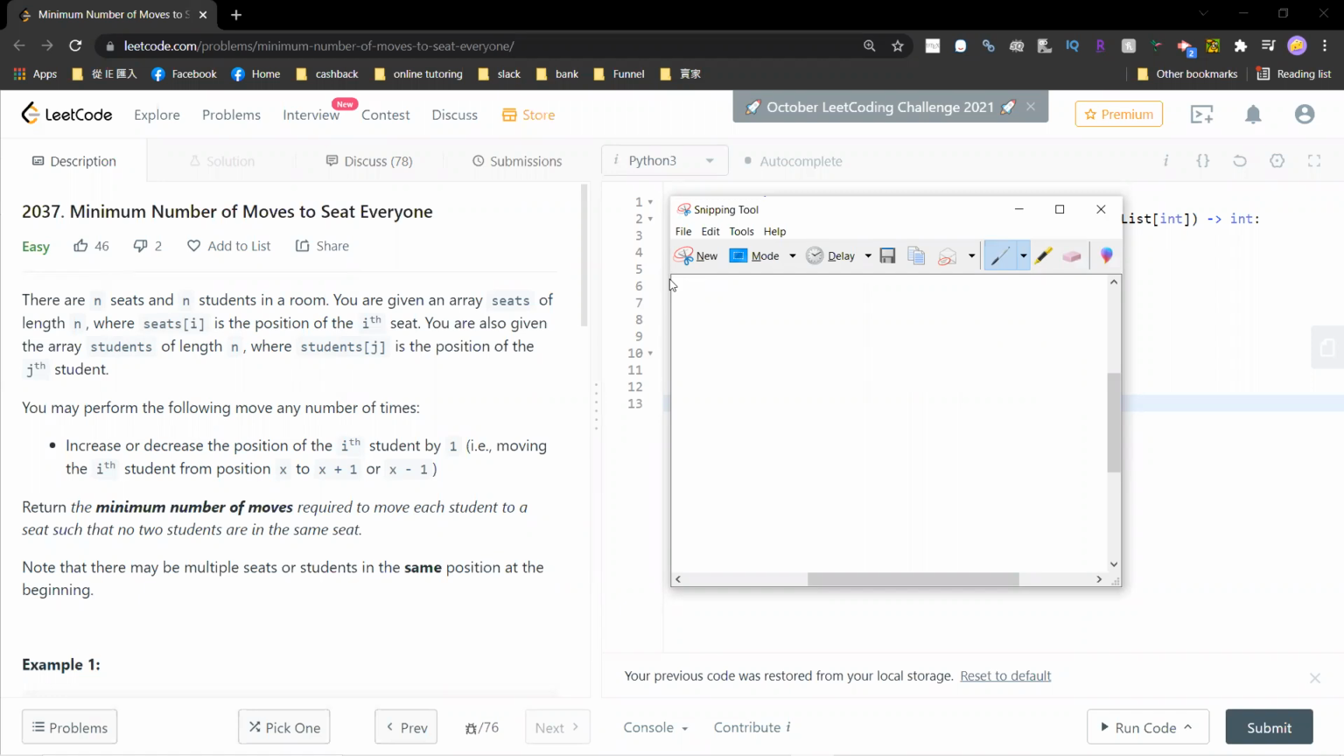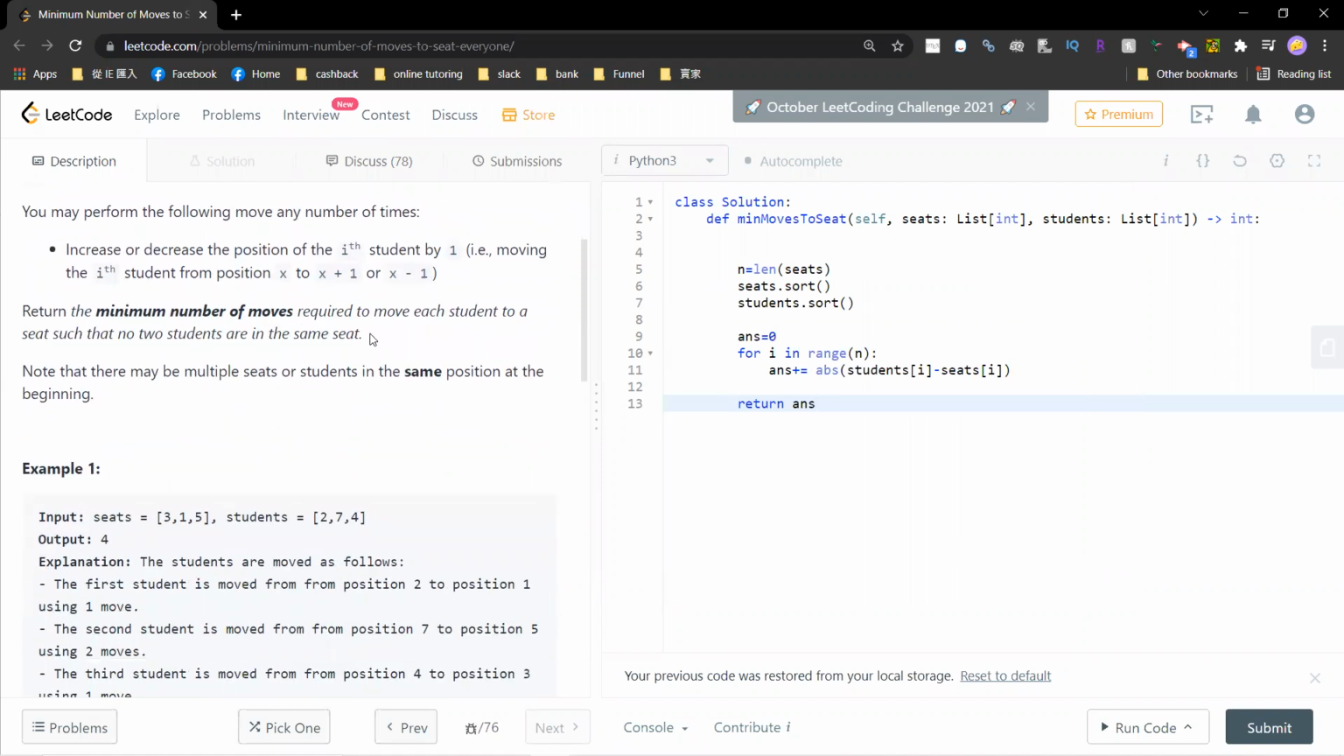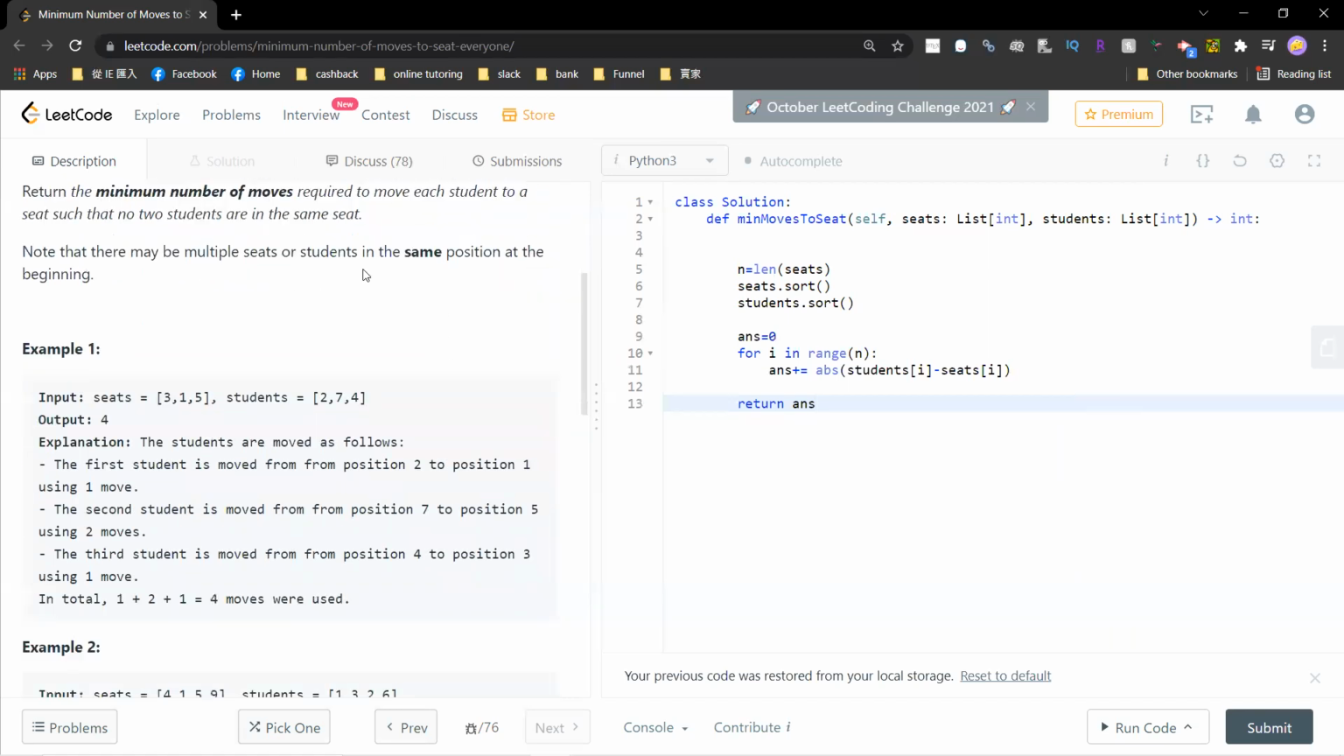So you are given an array seats of length n, where seats[i] is the position of the i-th seat. You're also given an array students of length n, where students[j] is the position of the j-th student. You can increase or decrease the position of student i by 1, and return the minimum number of moves required to move each student to a seat such that no two students are in the same seat.